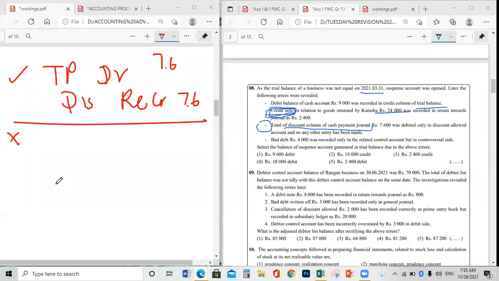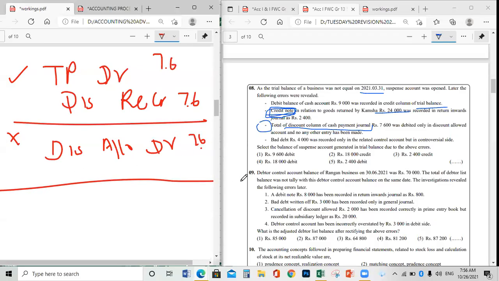Yes, they debited the discount allowed. They only went and debited the discount allowed. Guys, they went and debited discount allowed by 7,600. This is the mistake they did. The correct entry should be, guys, trade payable debit 7,600, discount received credit 7,600. The mistake they did was they just went and debited the discount allowed by 7,600. That is what they did.